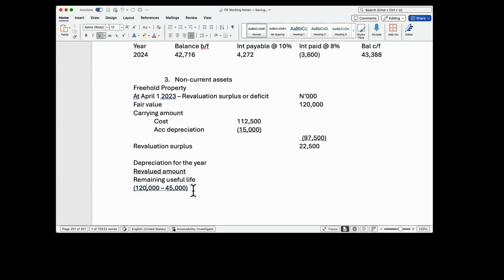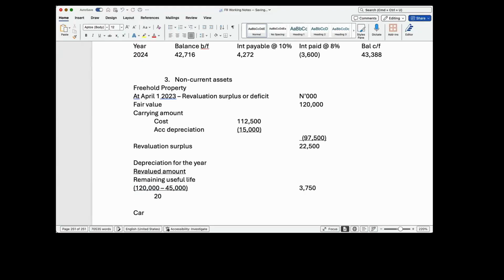And I was told that the remaining useful life is 20. Understood that the remaining useful life is 20. So that gives me the value. Can somebody then confirm that? How much would that give us? 3,750. Sorry? 3,750.